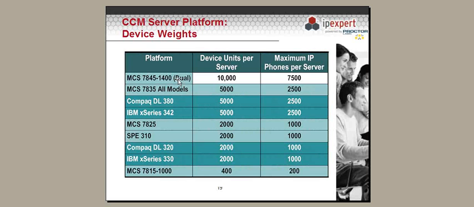An MCS 7845 can support a maximum of 10,000 units per server, but a maximum number of phones of 7,500, because you're always going to want some room for gateways and CTI route points, etc. Just a guideline. You're never going to have all the 10,000 units being taken up or consumed by phones. So the 7835 is 5,000 maximum device units, 2,500 is the maximum number of phones. The 7825 maximum device units is 2,000, maximum number of phones is 1,000. 7815, 400 and 200.